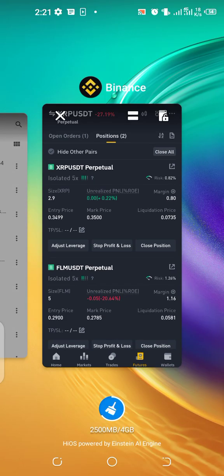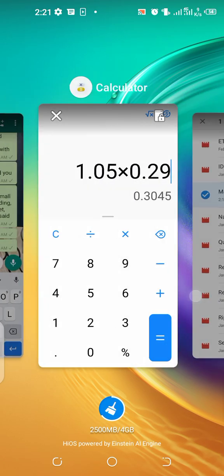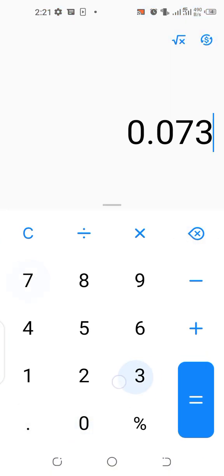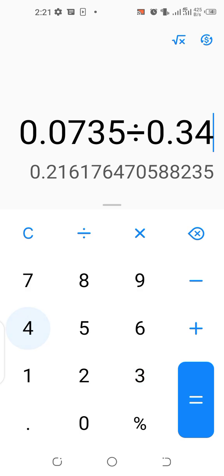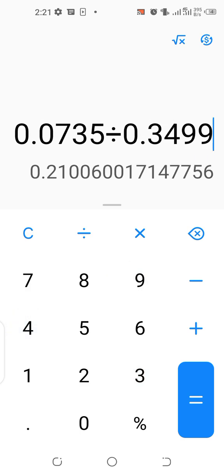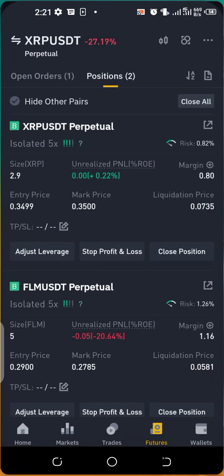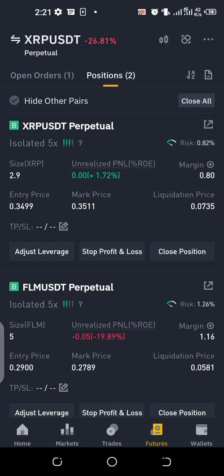If I calculate the percentage, alright, 0.0735 divided by 0.3499 times 100 is about 21% of my entry price. No coin is likely to drop that low suddenly.